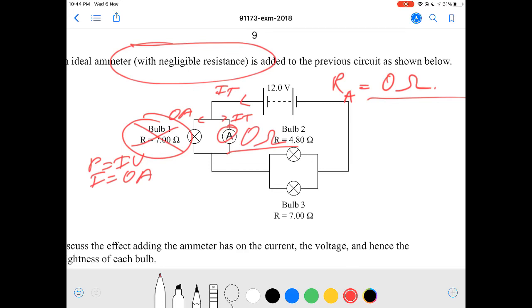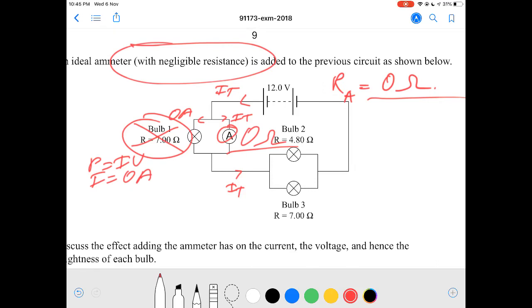And that's because all the current goes through the ammeter, because it always takes the path of the lowest resistance. So it's going to go through the ammeter and the I total is going to come up to here. That's the main part of this question. However, when we add the ammeter, it's the same as saying that this bulb 1 no longer exists, and therefore this ammeter can be considered as being in series, okay?